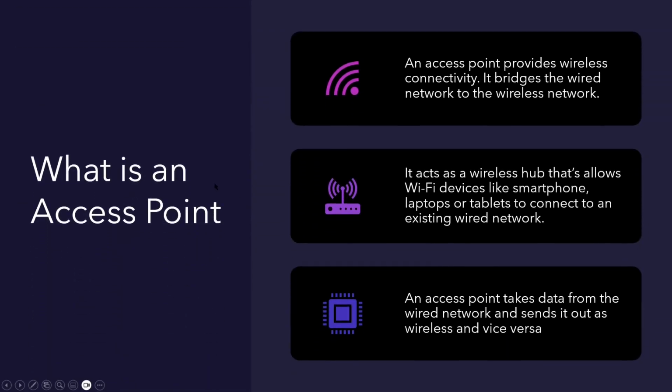Now, what is an access point? An access point provides wireless connectivity. It bridges the wired network to the wireless network. It acts as a wireless hub that allows Wi-Fi devices like smartphones, laptops, or tablets to connect to an existing wired network. An access point takes data from the wired network and sends it out as wireless and vice versa.